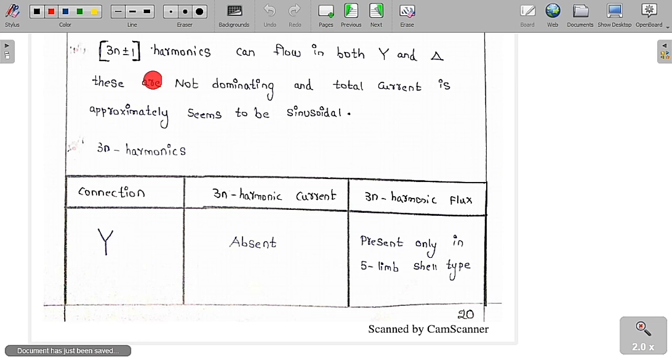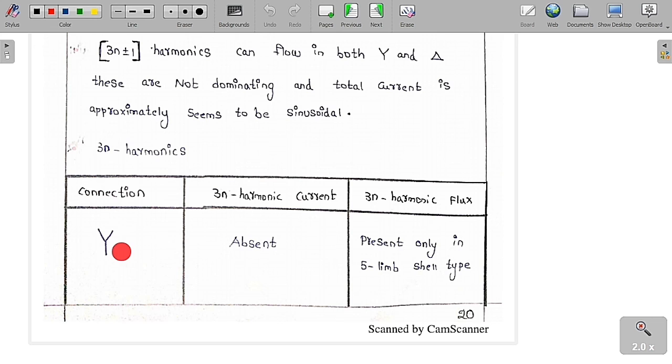Because these are less dominating, the current waveform is not altered by these components. We will see some more about these 3n harmonics: the connection, the 3n harmonic current and the 3n harmonic flux. What are the things we are going to see now?